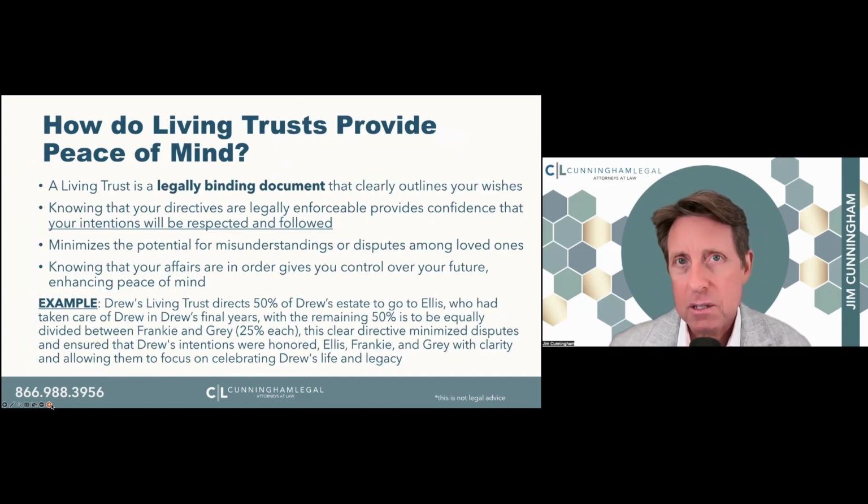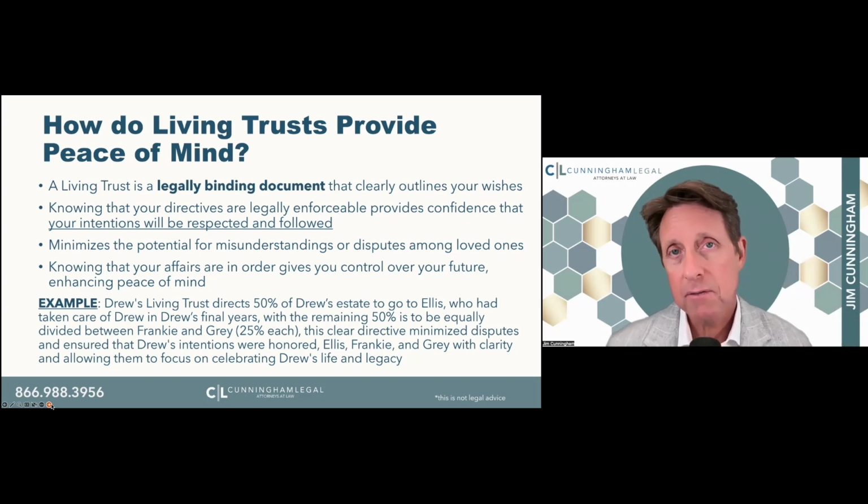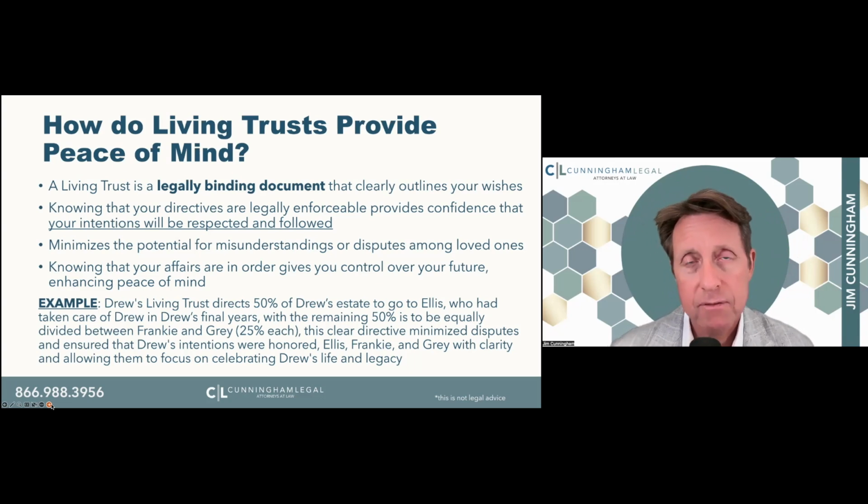So how do living trusts provide peace of mind? A living trust, this is the revocable trust, is a legally binding document that clearly outlines your wishes. Knowing that your directives are legally enforceable provides confidence that your intentions will be protected and followed. When you leave this earth, you leave everything behind, and in the United States you have the power to leave your property to whomever you want. There's no forced inheritance. You don't have to leave some to spouses, some to children, the way most other countries require. The United States does not follow that example.